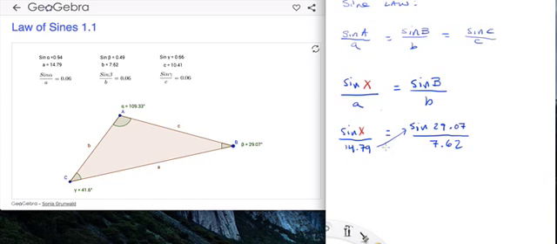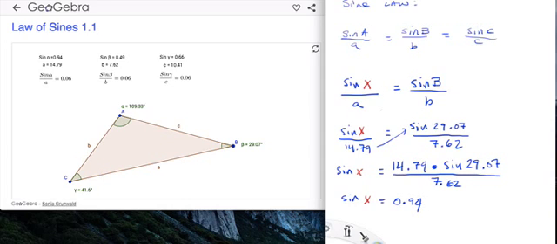And so we cross multiply like before. We bring the 14.79 up. So sine of x is equal to 14.79 times sine of 29.07 divided by 7.62. And so sine of x equals, and this gives us 0.94.